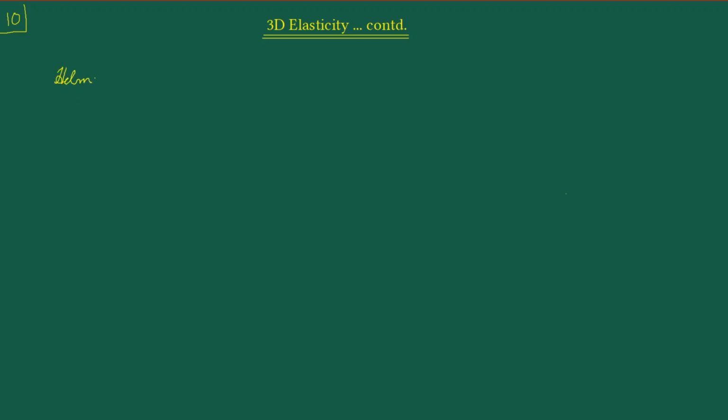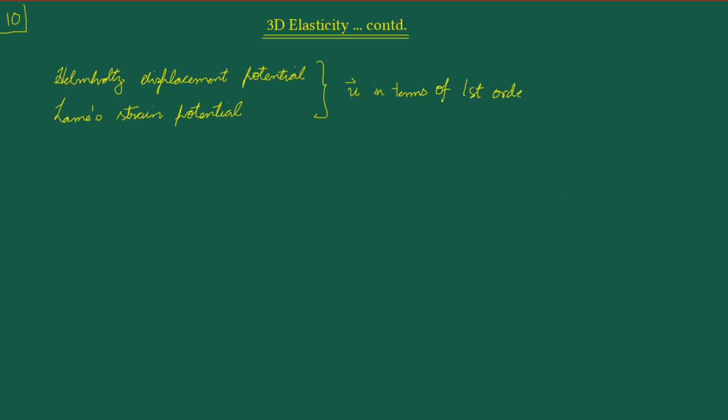The Helmholtz displacement potential and the Lamé strain potential, they both represent the displacement vector u in terms of first order derivatives of potentials. Okay.